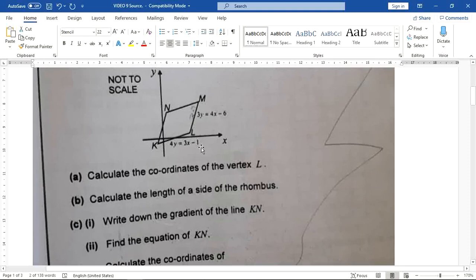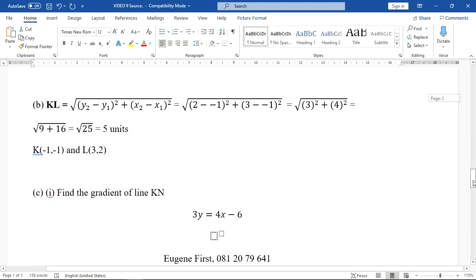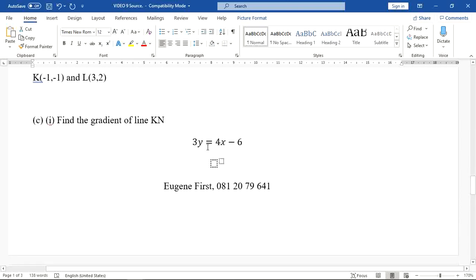And line KN has the same gradient as line LM. So if we can find the gradient of line LM, that will be the same gradient as KN. So we just need to write this equation in standard form, and then we'll have the gradient of line KN. All right, so this is the equation of LM. So it has the same gradient as line KN. So what we need to do, we write this in standard form. So copy this and paste it here.